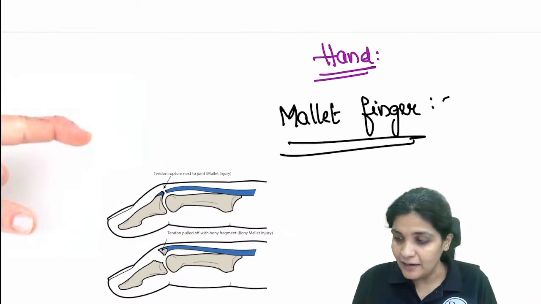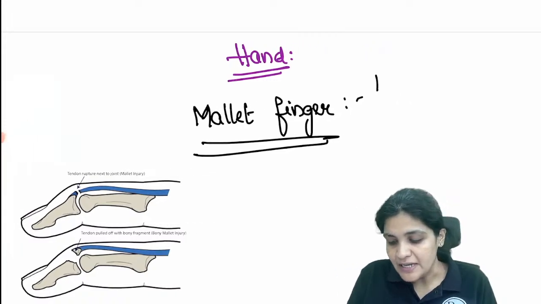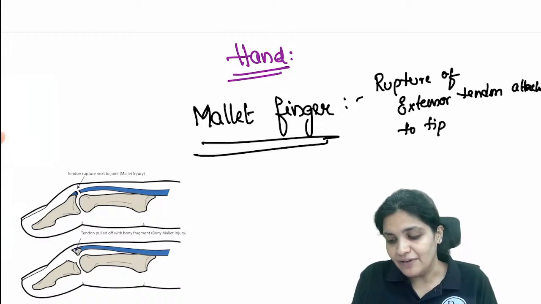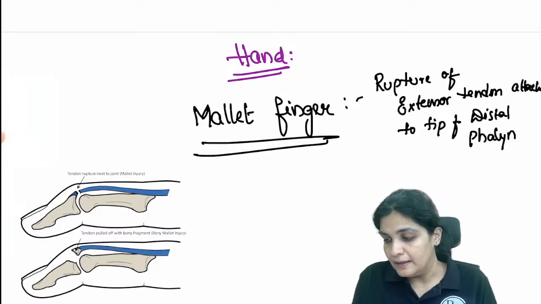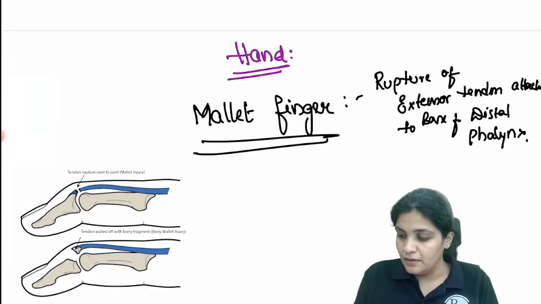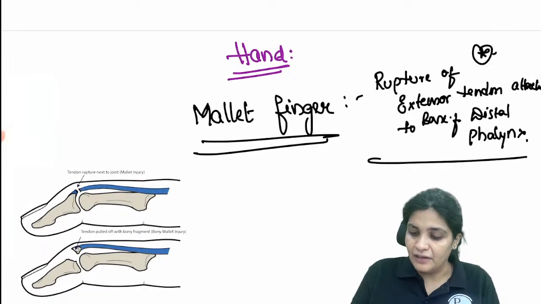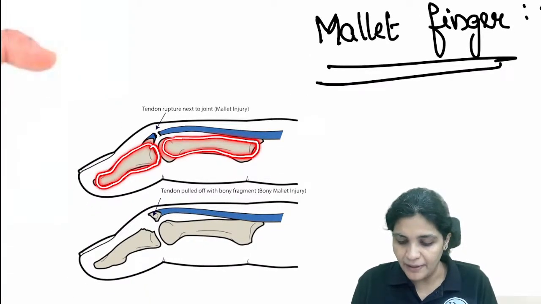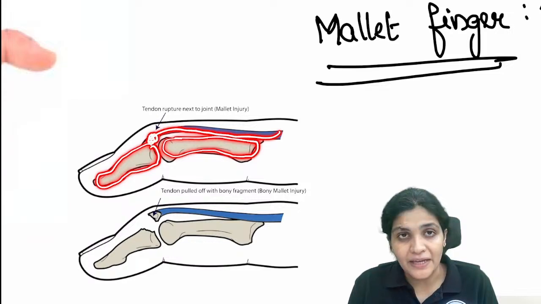Why can it not be extended? What is a mallet finger? A mallet finger is rupture of the extensor tendon. So there is rupture of the extensor tendon which is attached to the base of the distal phalanx. So this is about the mallet finger. Now you can see this diagram will explain it well. This is the distal phalanx, this is the middle phalanx. Now what happened? This is the extensor tendon which is attaching to the base of the distal phalanx.